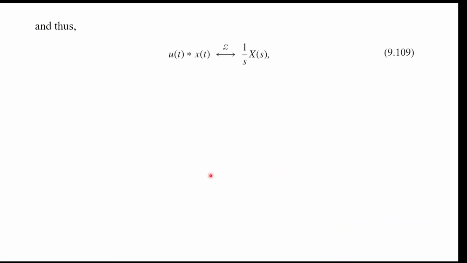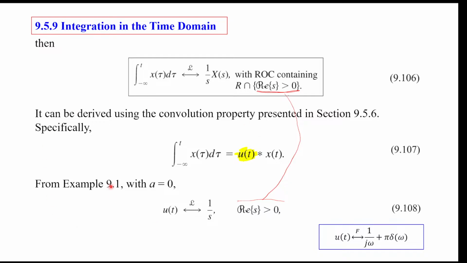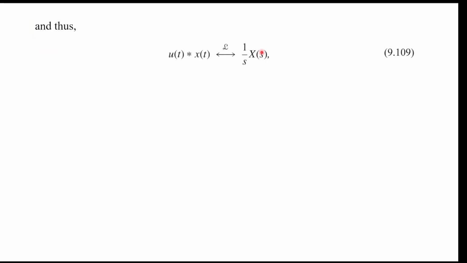And we have an extra slide that completes the derivation, but basically we just use the convolution property to see that integration is the convolution between the unit step function and our signal. And then in the frequency domain, you have this multiplication of 1 over s and big X of s.